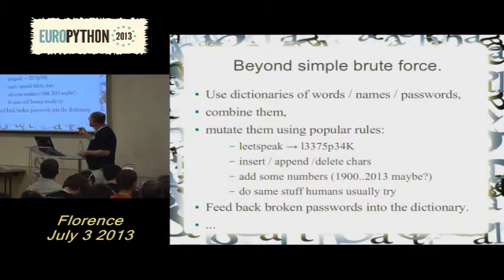You can also add some numbers if you assume that maybe some people add their birthday somehow, or their child's birthday or whatever. So basically just do the same stuff humans usually try and put it into the algorithm, and then you maybe get the first hits rather quickly. For example, if someone used a dictionary word and your dictionary is 1 million entries, you could have the first hit after a millisecond if you break at 1 billion per second. And after you have found additional passwords, you can feed them back into the dictionary.